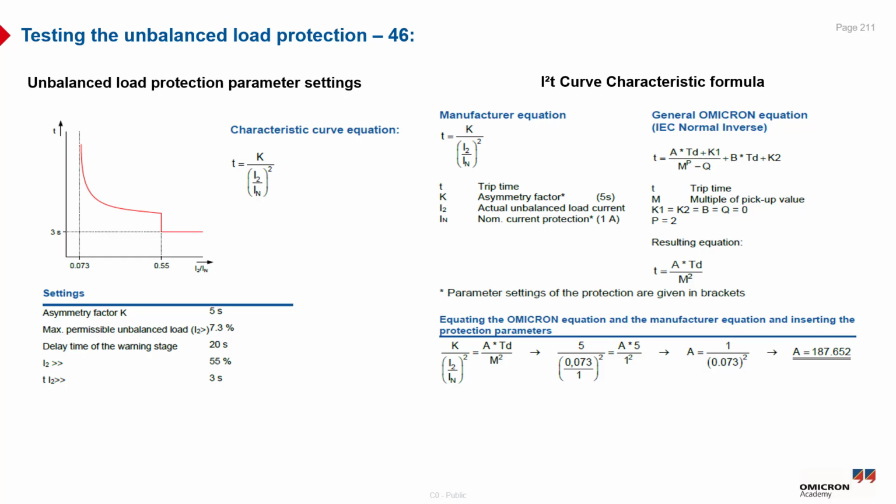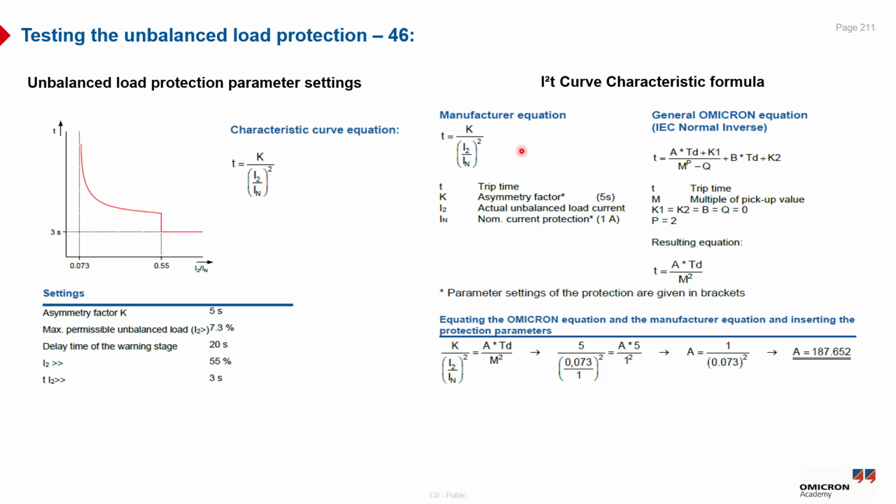So as you can see here, here is the unbalanced load protection parameter setting of the relay. We have the asymmetry factor K equal to 5 seconds. We have the maximum permissible unbalanced load I2, which is equal to 7.3%. The delay time of the warning stage is 20 seconds, and the I2 double greater is 55% with the time delay equal to 3 seconds.